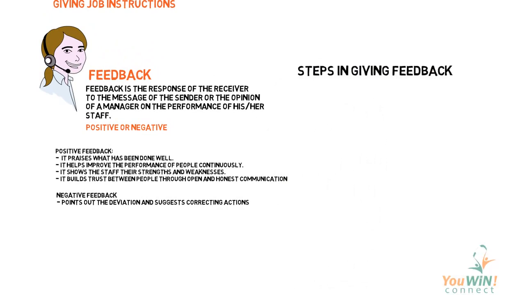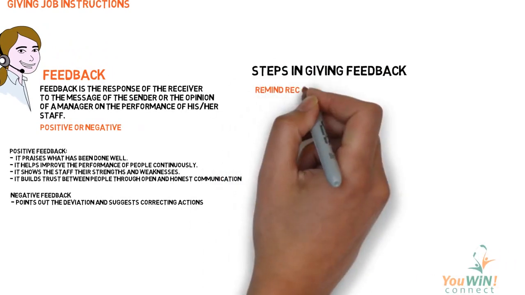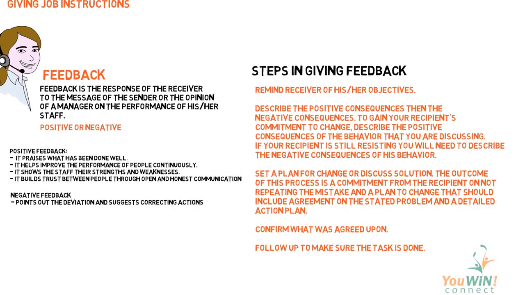Steps in giving feedback. First, you have to remind the receiver of his or her objectives. To gain your recipient's commitment to change, describe the positive consequences of the behavior that you are discussing. For example, if it's about attending meetings, you could say, "If you attend all our meetings, you'll be better informed of all that is discussed and will be involved in making decisions."